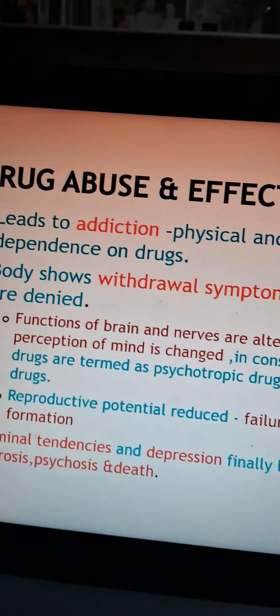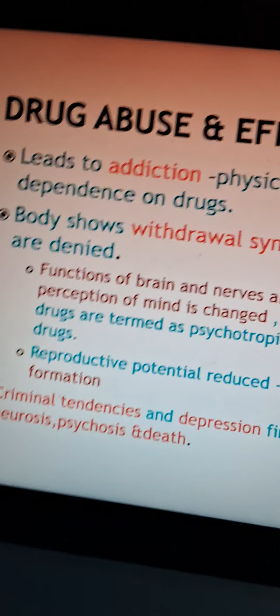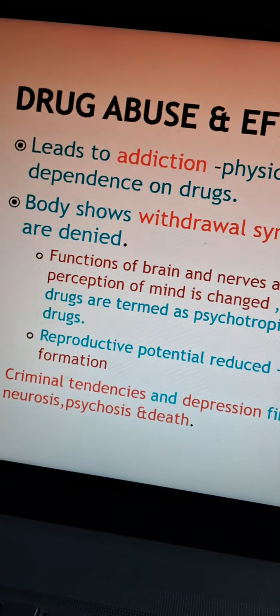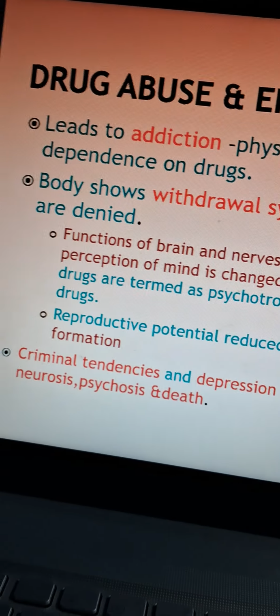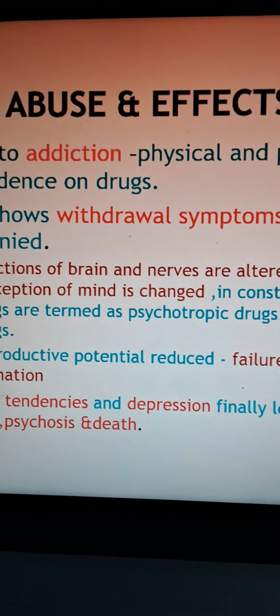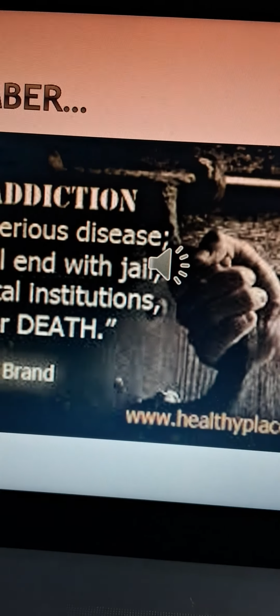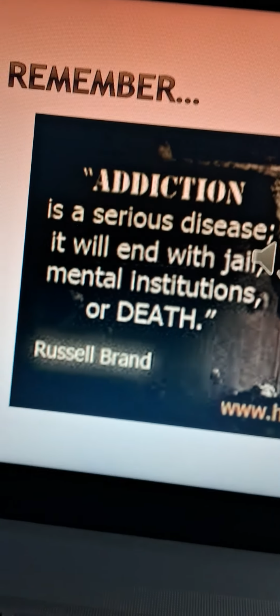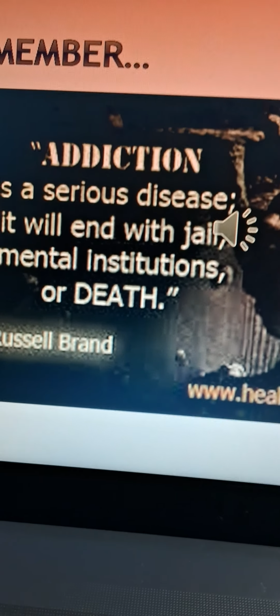Reproductive potential may get reduced. Failure in gamete formation is a serious effect. Criminal tendencies and depression, and finally lead to neurosis, psychosis, and death. So remember, addiction is a serious disease. It will end with jail, mental institutions, or death, as per Russell Branch.